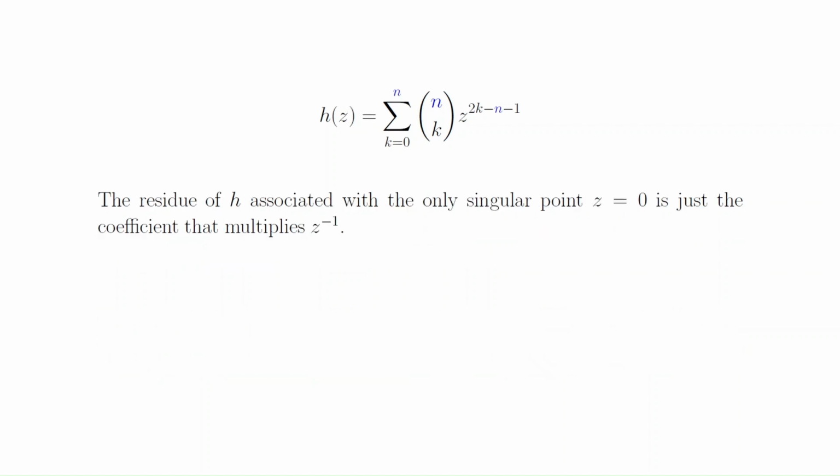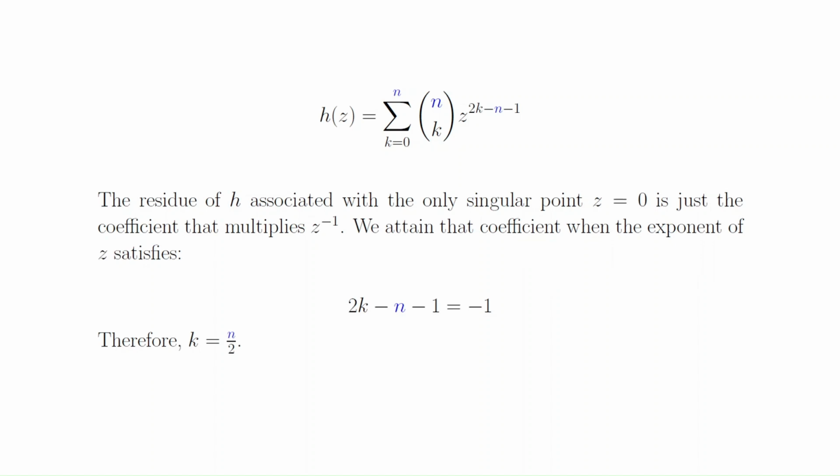The residue of h associated with the only singular point z equal to 0 is just the coefficient that goes with z to the power of negative 1. And we attain that coefficient when the exponent of z satisfies that 2k minus n minus 1 is equal to negative 1. Solve for k, and you obtain k equal to n over 2.